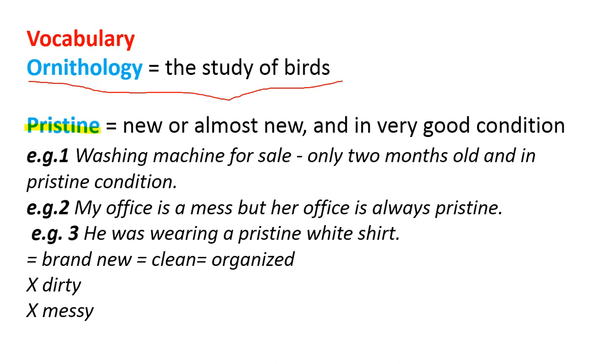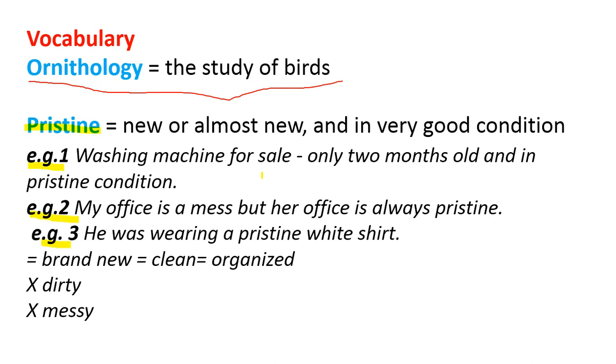Pristine. We have three examples here. You can write one of them, whether it's one or two or three, but let's read them first. Washing machine for sale, only 2 months old and in pristine condition. What makes it pristine here, do you think? It's in a good condition, in a new condition.